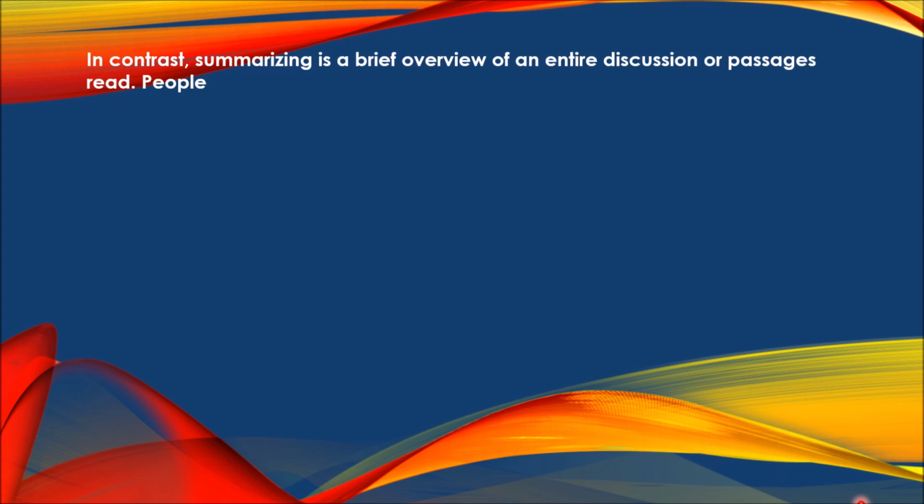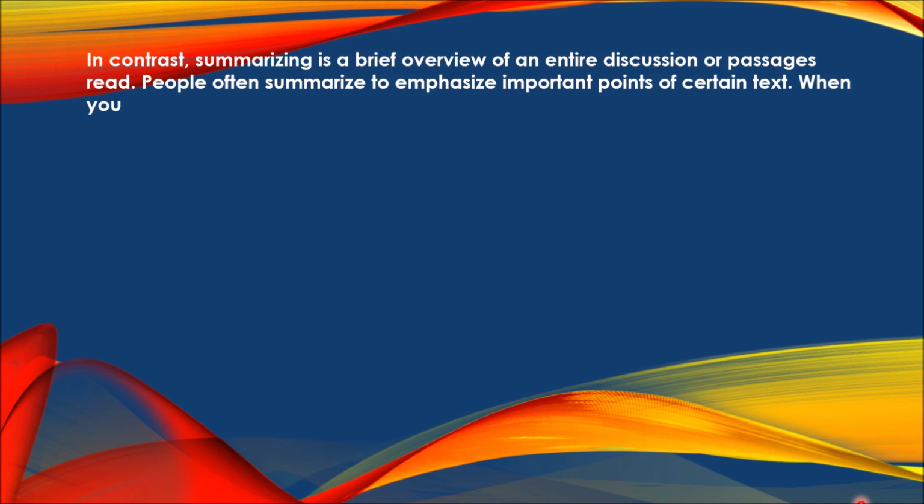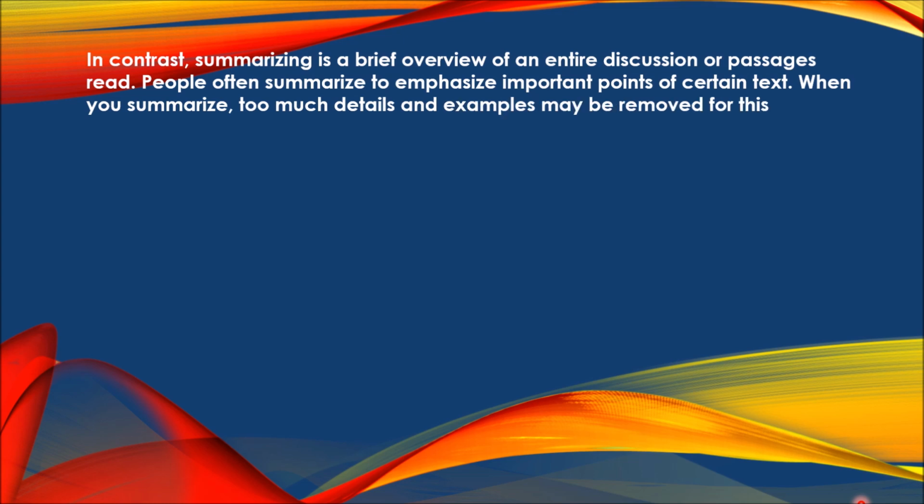In contrast, summarizing is a brief overview of an entire discussion or passage read. People often summarize to emphasize important points of certain text. When you summarize, too much detail and examples may be removed, for this will distract the readers from the most important information.